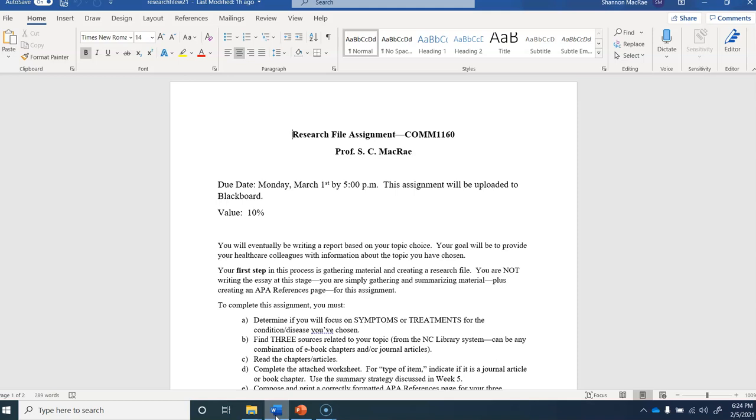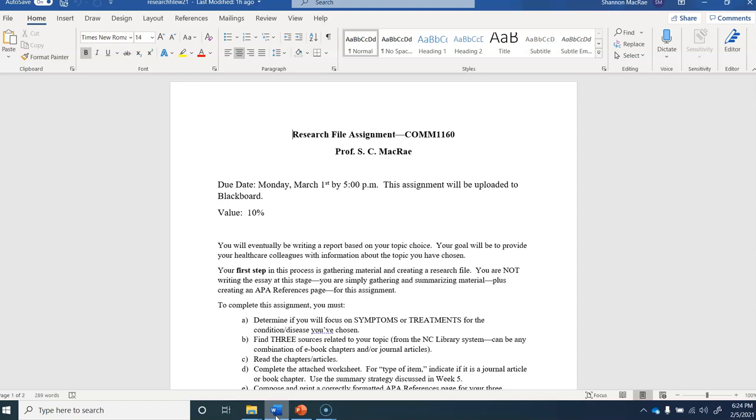And our last few weeks have been preparing for this. So we've looked at how to use the library. We've looked at the APA references. We've looked at APA in-text citations. We've looked at reading, research, Cornell note-taking, and writing summaries. Now we're going to put all of this together into one bigger project.